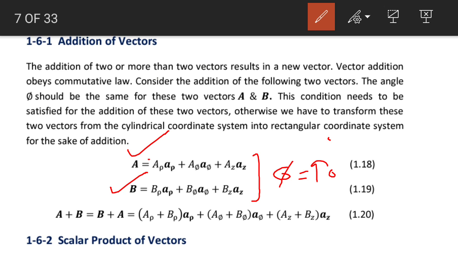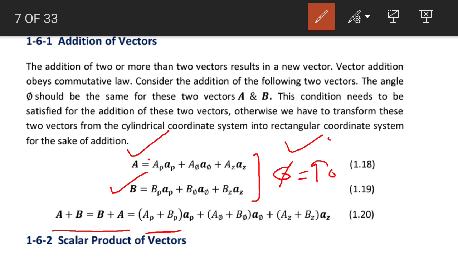Let's say phi is 90 degrees for vector A and phi is 90 degrees for vector B. Then we can add these two vectors directly in the cylindrical coordinate system. So we need to satisfy this condition for the addition of these two vectors. We know that the addition of two or more vectors results in a new vector quantity, and the addition obeys the commutative law. You can change the order of these two vectors and the resultant vector does not change. So we can add these two vectors directly in the cylindrical coordinate system if phi is the same for vector A and B.